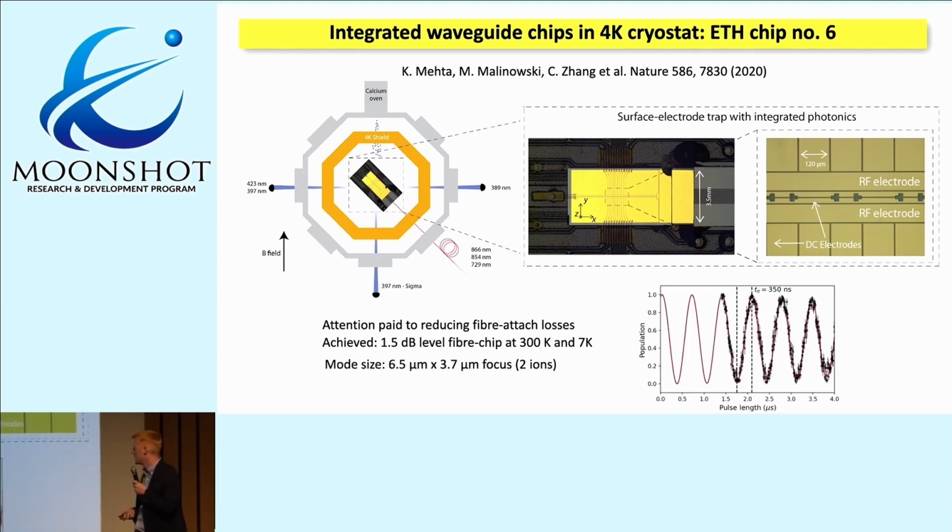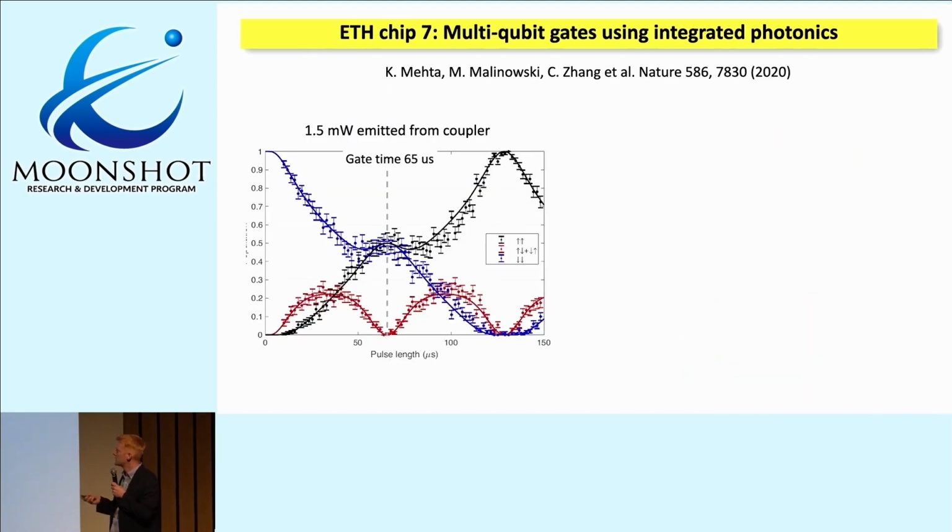So suddenly, instead of driving Rabi oscillations in about 10 microseconds, we have systems where we can drive it in 350 nanoseconds, and that puts us in the ballpark where we can easily do reasonable speed two-qubit gates. And these were our first results, if you like.